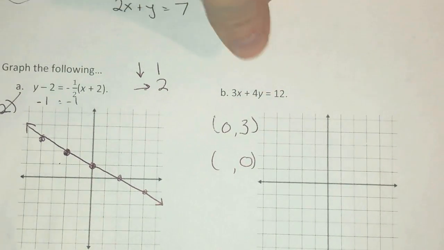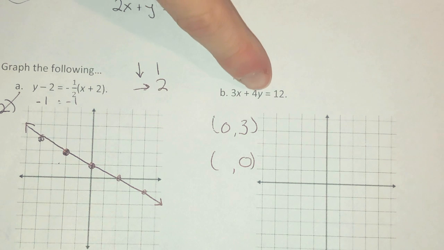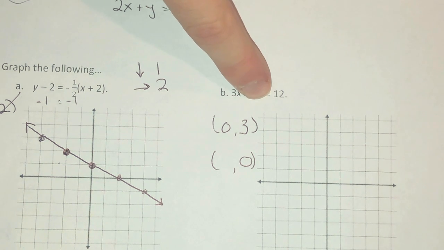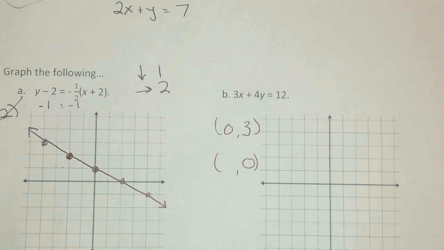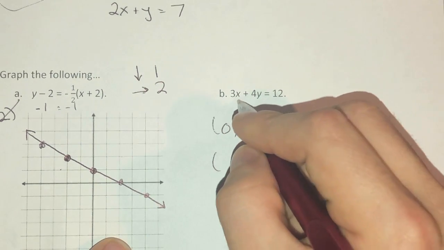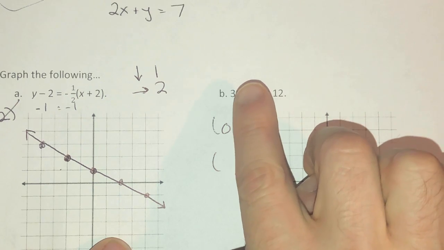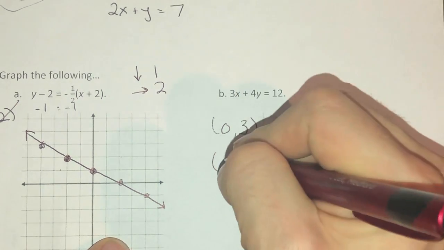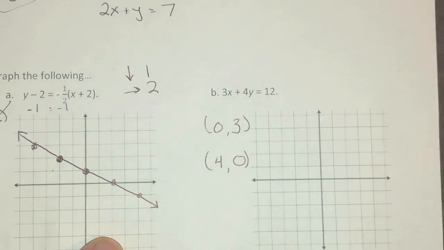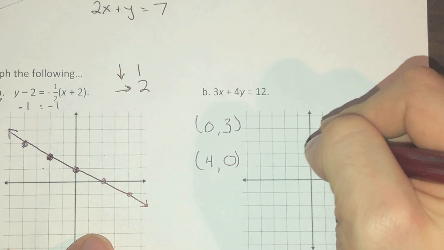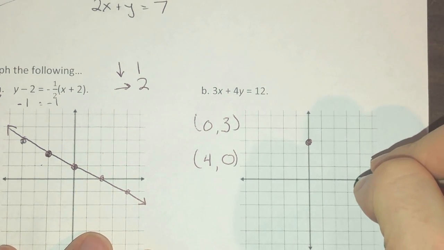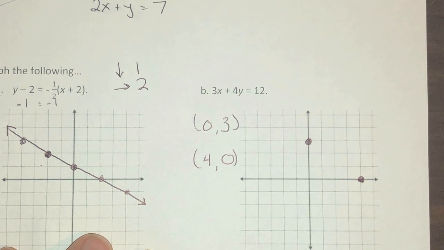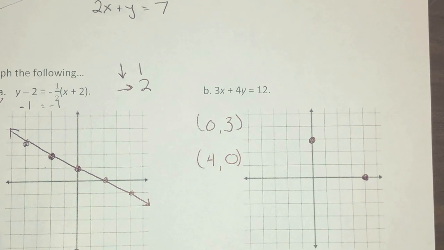Similarly, I'll go ahead, and maybe that's too big of a finger. How about this? That's a little bit better. I'll plug in a 0 for y. And look, I've got 3x equals 12. So what times 3 equals 12? That would be 4. Okay, so 0, 3 has to be on the line because it makes both sides equal to one another. And 4, 0 has to be on the line because it also makes both sides equal to one another.